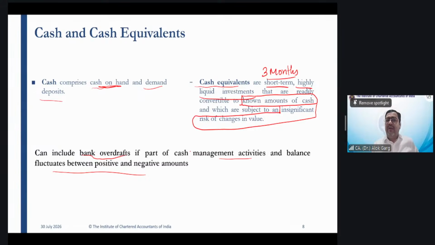Let's say you have 1 lakh rupee in your bank account, and you have issued checks worth 1.5 lakh rupee. Will those checks be honored by your banker? If you don't have an overdraft facility in your current account, will those checks be bounced or honored? Those checks will be bounced, right?